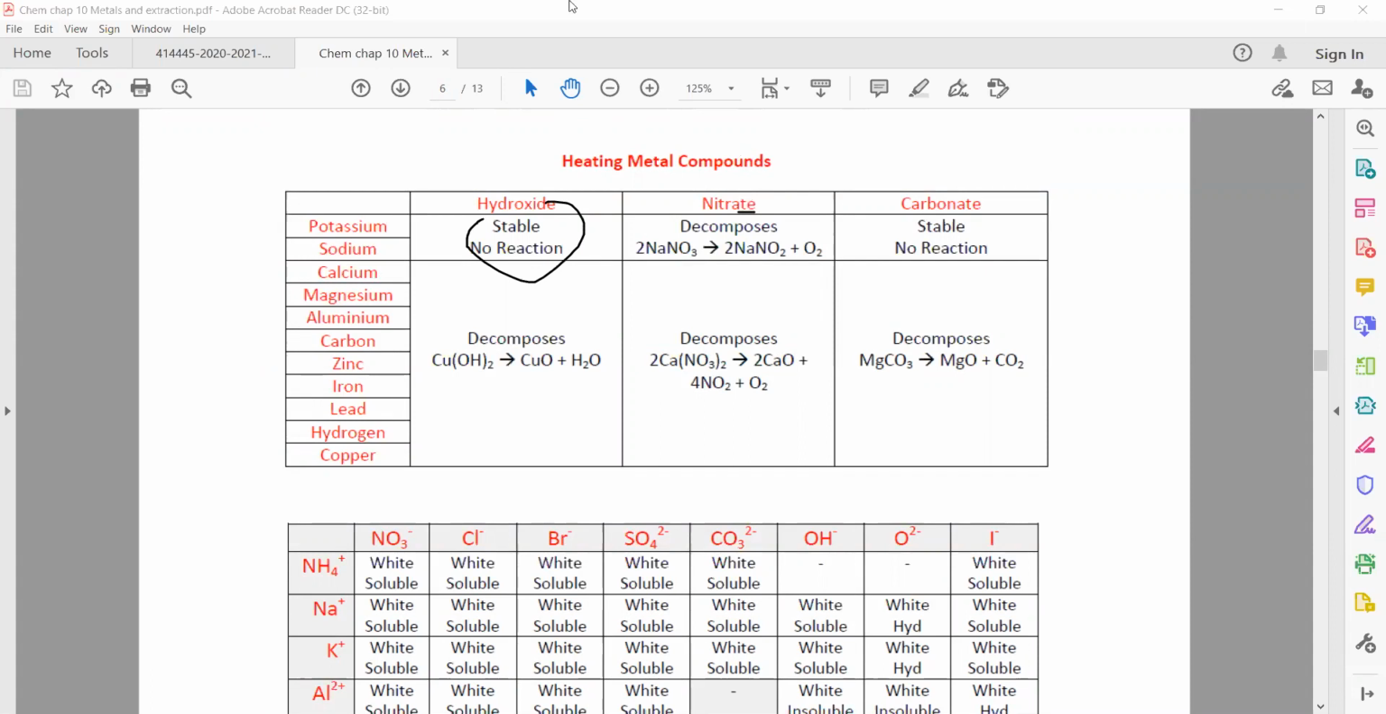Steel is an alloy which is a mixture of iron and carbon. So steel is also known as an alloy. This is the only exception: steel is the only alloy which is a mixture of a metal and a non-metal. All other alloys are a mixture of metals.